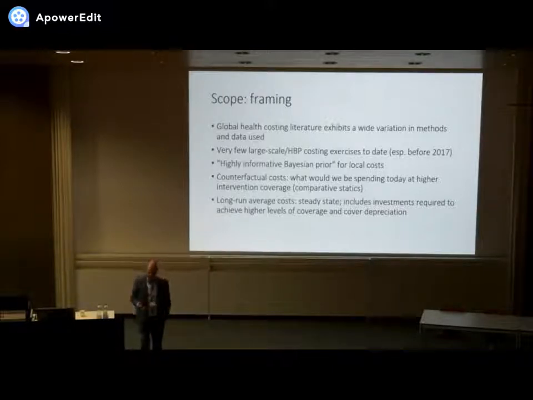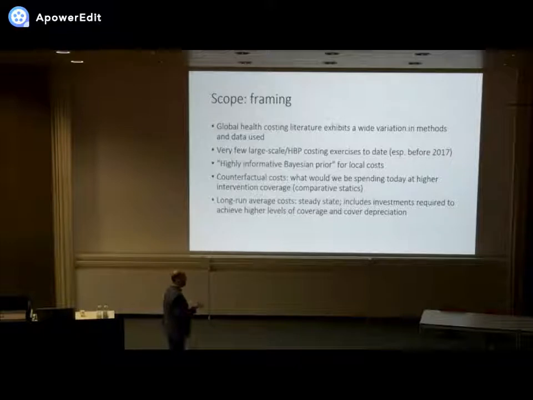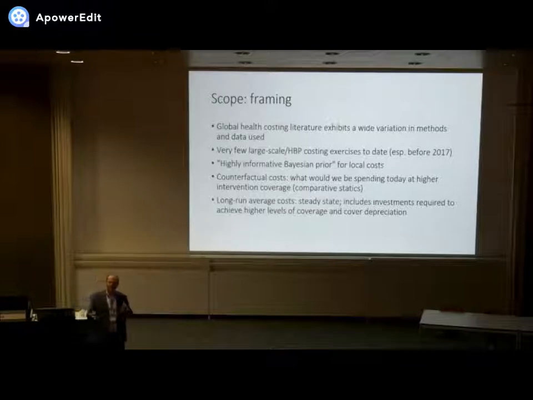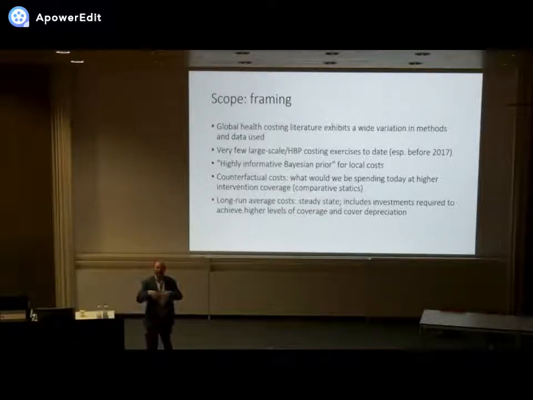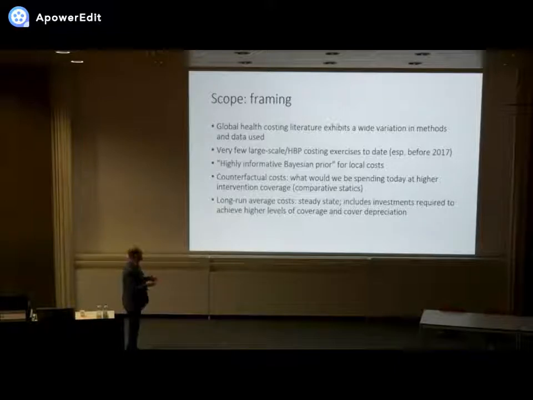The global health costing literature to date, as many of you know, has a wide variety of methods used and a wide range of data sources. There are very few large-scale costing studies related to health benefits packages, particularly before 2017, before the OneHealth tool came along. And so this is really meant to be what you might call a highly informative Bayesian prior for local costs. We wanted to produce, for typical low and lower middle income country settings, the magnitude of cost of all these interventions together.